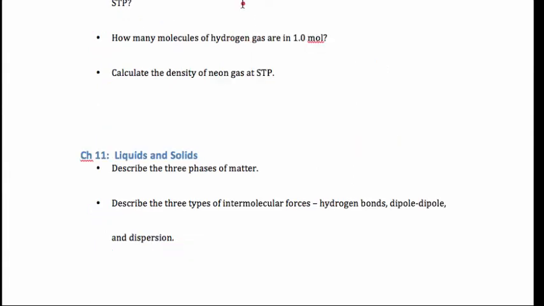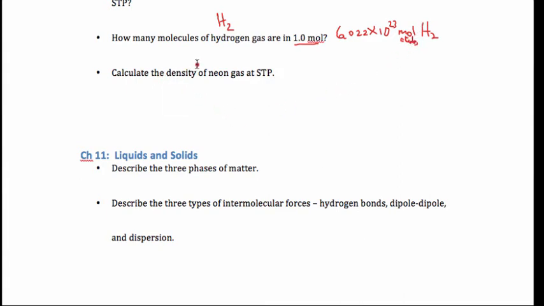How many molecules of hydrogen gas, remember hydrogen gas is diatomic, that's H2, are in 1 mole? 1 mole of anything has 6.022 times 10 to the 23 molecules of H2. I guess I should, MOL is moles, so we have to write out the word molecules.